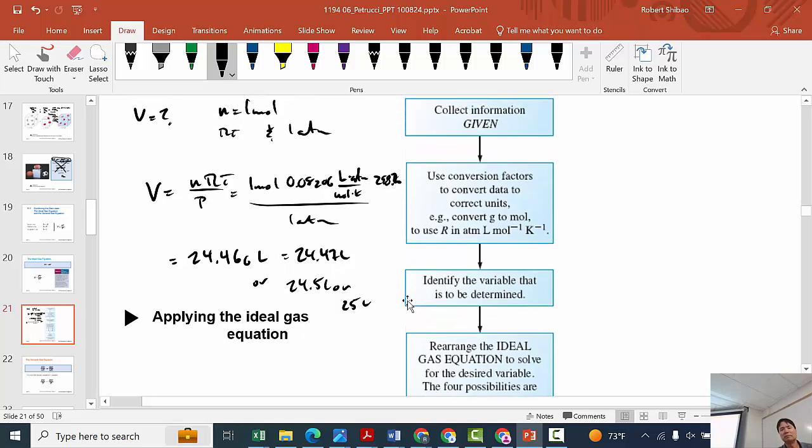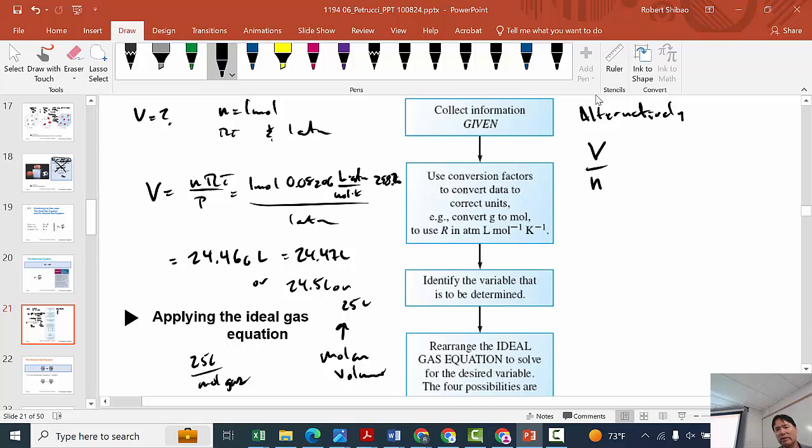This is called the molar volume. And what we can do is we can just say it's 25 liters per mole of gas. Alternatively, we can calculate it like this. The molar volume is the volume per mole, so it's V over n. When we do V over n, that's just equal to what's left over, RT over P. This is equal to the molar volume.